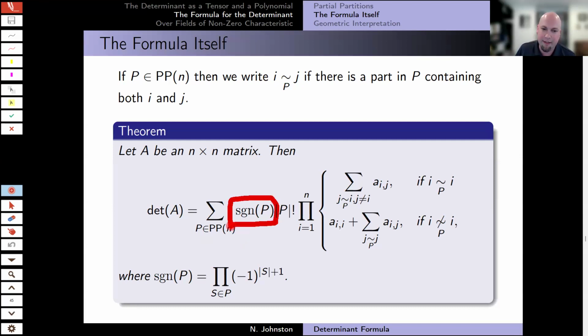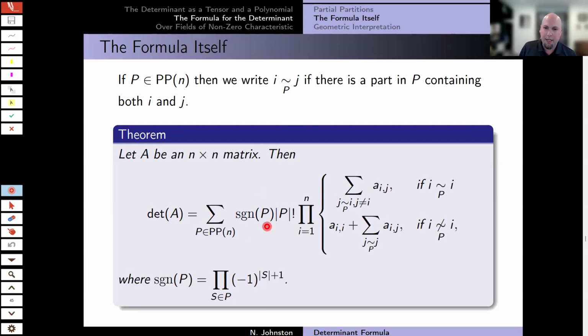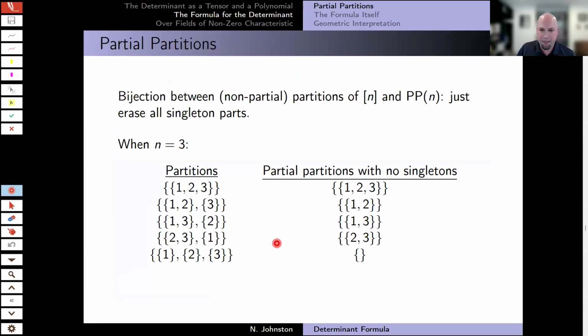We have this sign here, which is very analogous to the sign of a permutation. The way you can think of the sign of a partial partition is, if I go back here to these example partial partitions, you think of the partial partition as a permutation written in cyclic notation. So for example, I identify this partial partition up here with the cyclic permutation (1 2 3). It says 1 to 2, 2 to 3, 3 to 1. Well, that's an even permutation, so this is an even partial partition as well.